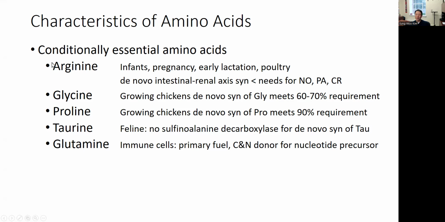So briefly, we talked about conditionally essential amino acids, but later when we talk about individual amino acids and their metabolism, we'll talk about this in further detail.